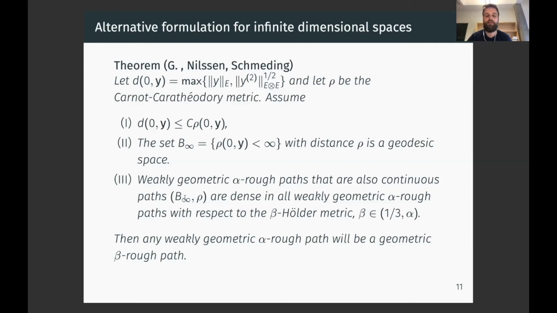Furthermore, it's important to note that any weakly geometric rough path that takes its values in this space is not necessarily continuous. We explicitly construct an alpha 1 Hölder 1/2 path in this space. That's Hölder 1/2 with respect to the d distance, the normal distance, but it will not be continuous with respect to the Carnot-Carathéodory norm. So you need to be a bit careful when considering this class.